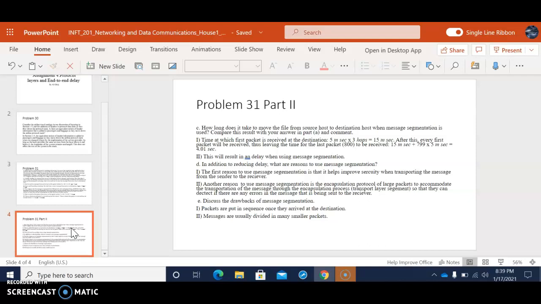Okay. And for E, in problem day 1, they want to ask us about the disadvantage of message segmentation. The first disadvantage is that the packets will be put in sequence once they arrive at the destination, meaning they have to be rearranged. And then the messages are divided into smaller packets, which means you have to wait for the message to be complete, with the smaller packets in order.